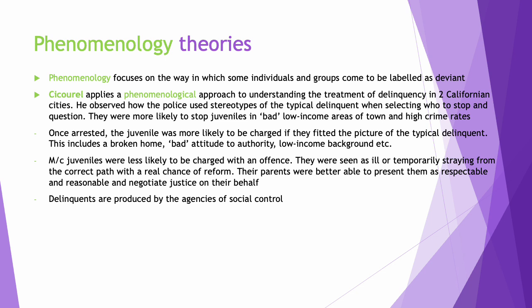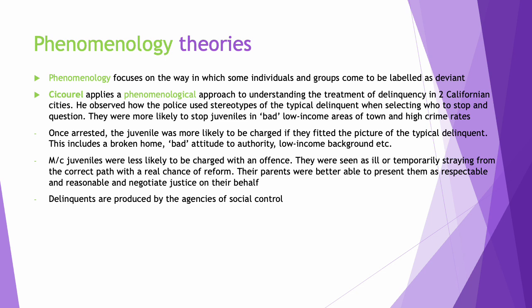Phenomenology focuses on the way in which some individuals and groups come to be labelled as deviant. Cicourel applies a phenomenological approach to understanding the treatment of delinquency in two Californian cities. He observed how the police used stereotypes of the typical delinquent when selecting who to stop and question. They were more likely to stop juveniles in low-income areas of town with high crime rates. Once arrested, the juvenile was more likely to be charged if they fitted the picture of the typical delinquent.